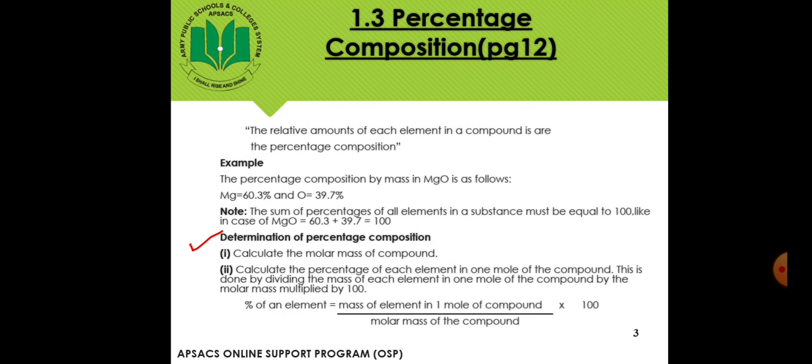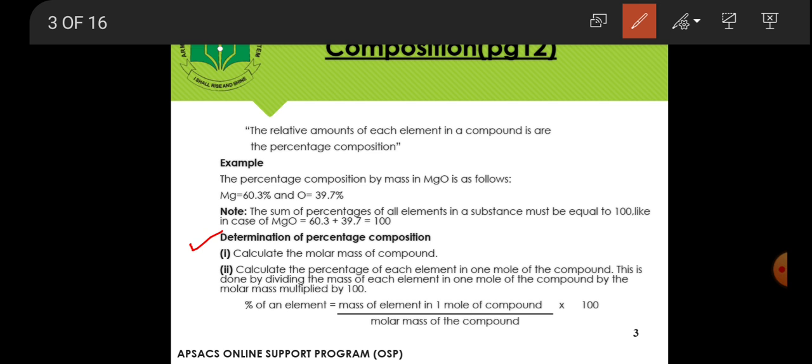So let's go to the previous topic. How to determine the percentage composition? First of all, you have to calculate the molar mass of a compound. Second point, calculate the percentage of each element in 1 mole of the compound, as we have calculated the percentage of magnesium and the percentage of oxygen. This is done by dividing the mass of each element in 1 mole of a compound by the molar mass, multiplied by 100. Mass of an element divided by the molar mass multiplied by 100. So this is the way to determine the percentage composition.